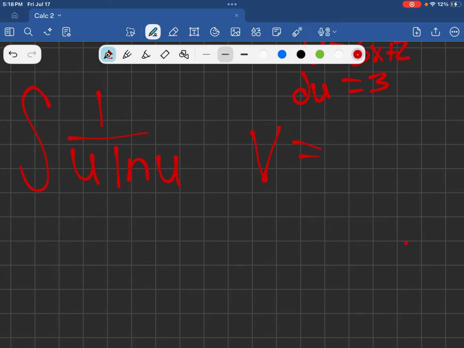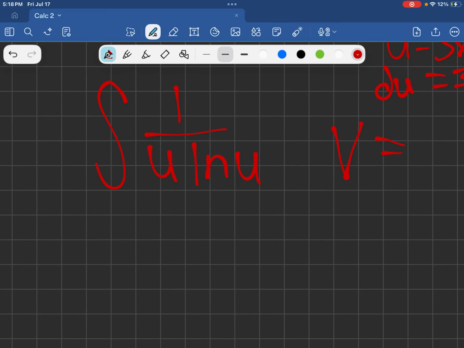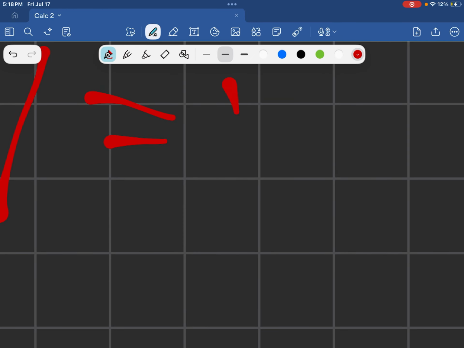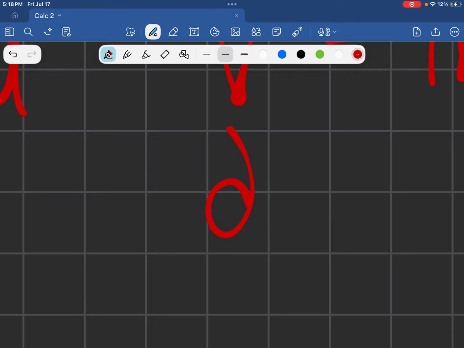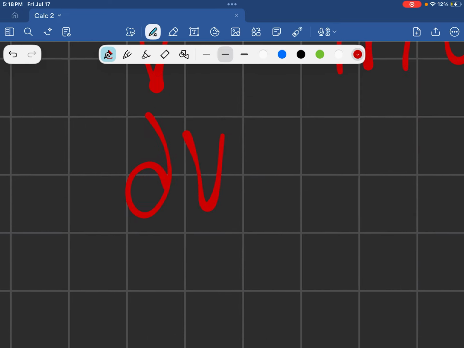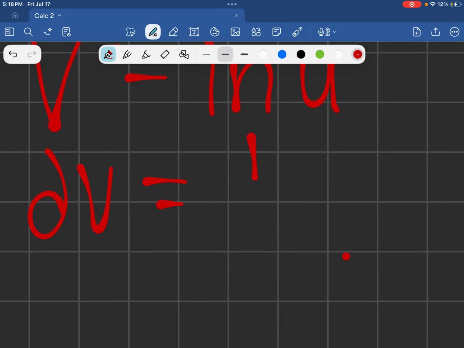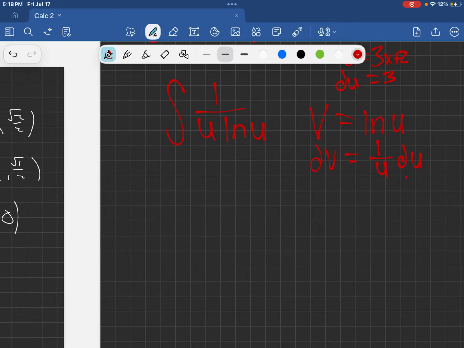So we want to have the same method. We want to think, what can we take the derivative of that will equal something else in here. So if I take the derivative of 1 over u, that's not going to equal ln of u, but we know the derivative of ln of u is equal to 1 over u, so we want v to be equal to ln of u. And then dv is just going to be 1 over u du, just like we had thought out.